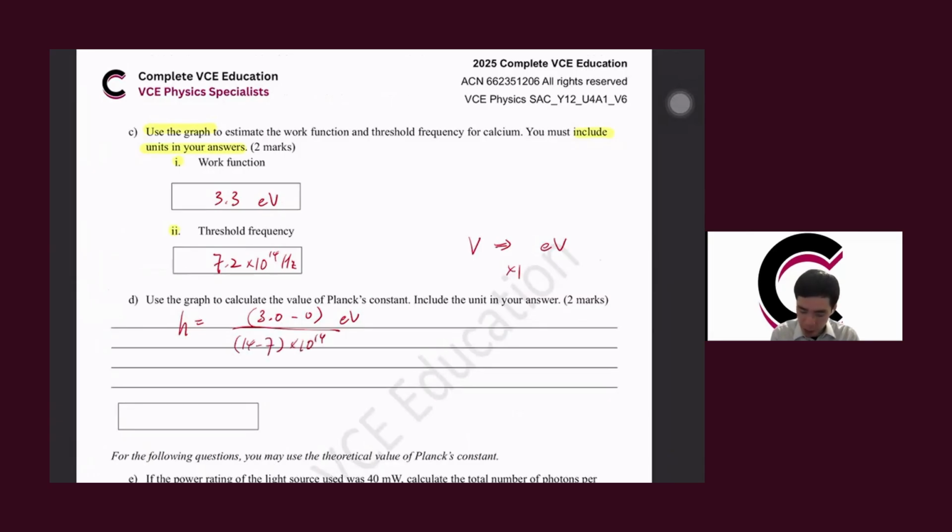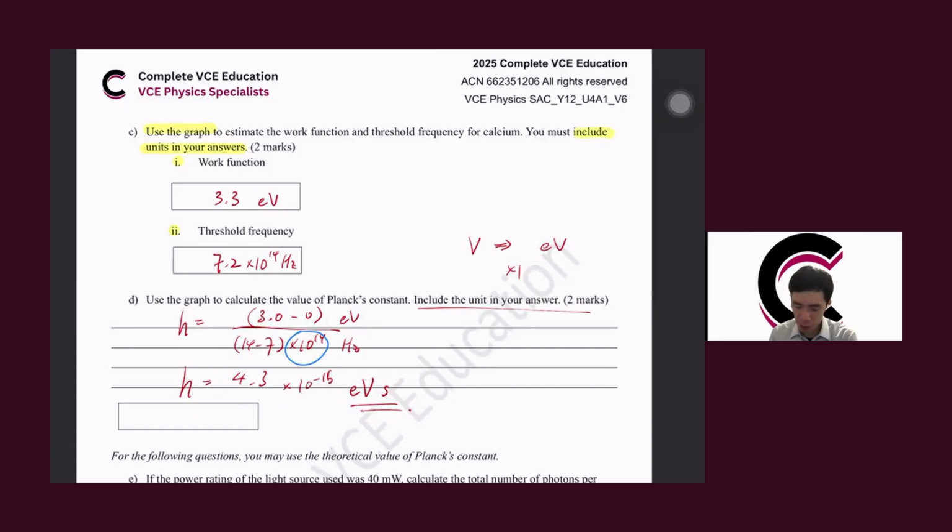And let's assume that the horizontal difference, the rise over run, is 14 minus 7 times 10 to the power 14. Then the Planck's constant should be somewhat like 4.3 in this case. Again, everyone's going to get different answers, but I'm just trying to demonstrate the method. Don't forget the units, because it says include a unit in your answer. Many people will forget this part, the multiply by 10 to the power 14. Like here.